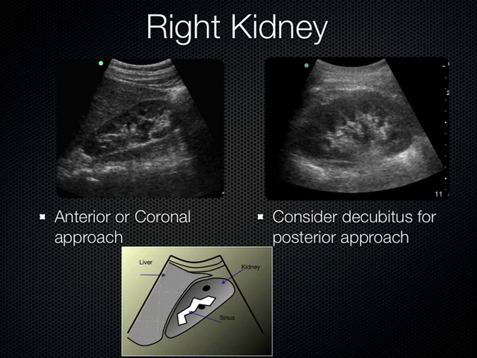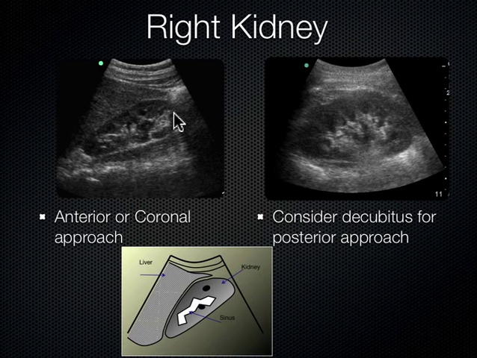Every patient's different. You can see here, this is what the anterior or coronal approach looks like. We're getting along the liver as our window to see the kidney. And then as we go more posterior, we actually see another structure behind the kidney. That's called the psoas muscle, and it lies right on top of the spine. So spine, psoas, kidney, liver. This is the upper pole of the kidney, more towards the head. This is the mid pole, and this is the lower pole of the kidney over here.